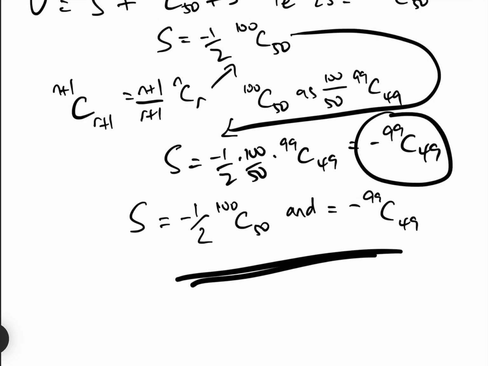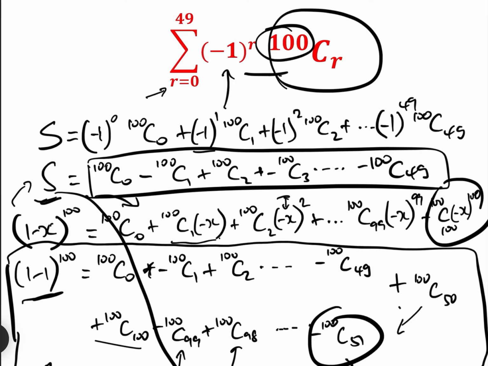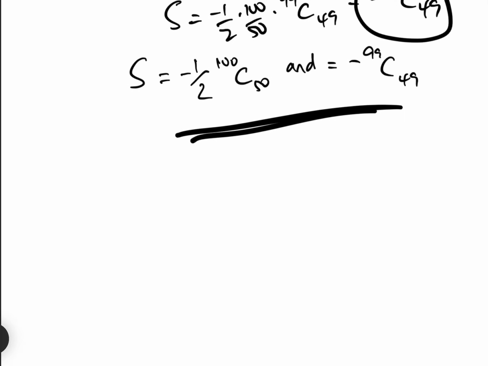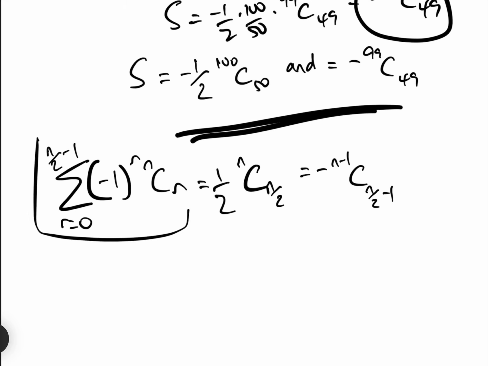Okay, what is quite cool about this is that the fact that n here is 100 means it can be generalised. So in actual fact, we can generalise this solution to be that the sum of r equals 0 to n over 2 of minus 1 to the r nCr, which is just a generalisation of the actual question, equals minus a half nc n over 2, which equals minus n minus 1 c n over 2 minus 1. And if we were to put n equals 100 in here, we would get that the answer to the question equals that and that.